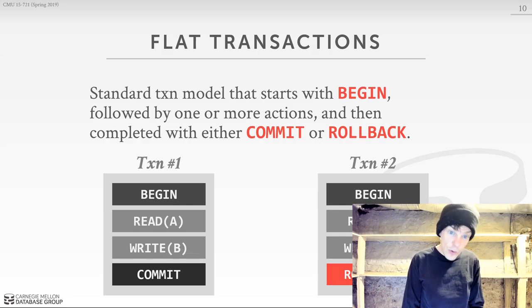In the case of transaction two, there's a read on A, write on B, then it rolls back, and what's happened at that point is any transaction that comes afterwards, no matter how many times we crash, should not see the write to B.